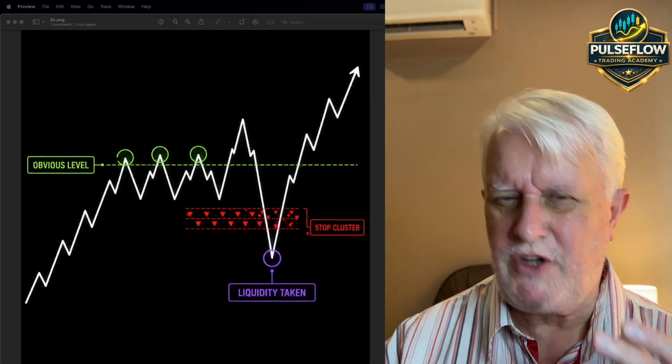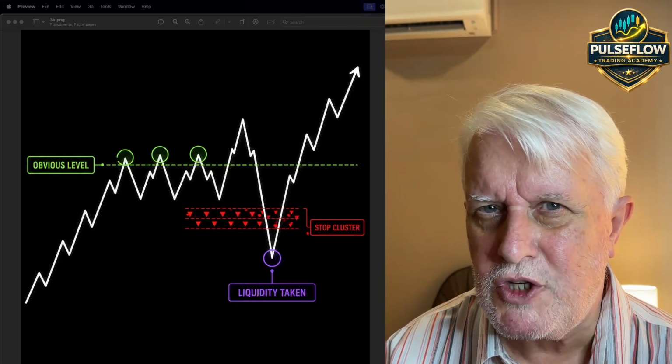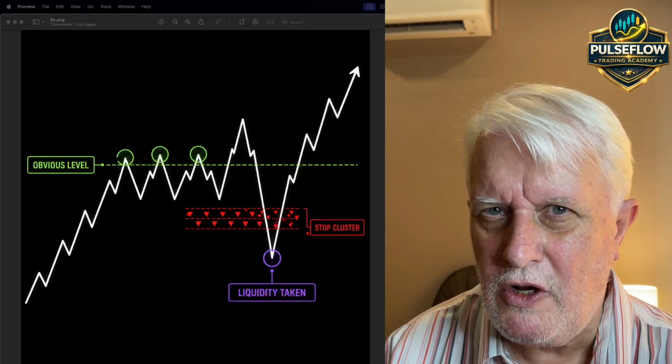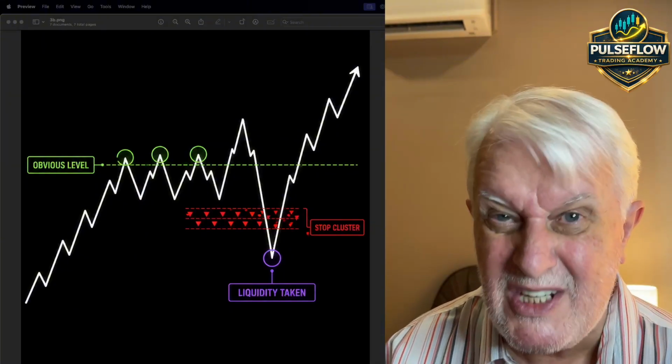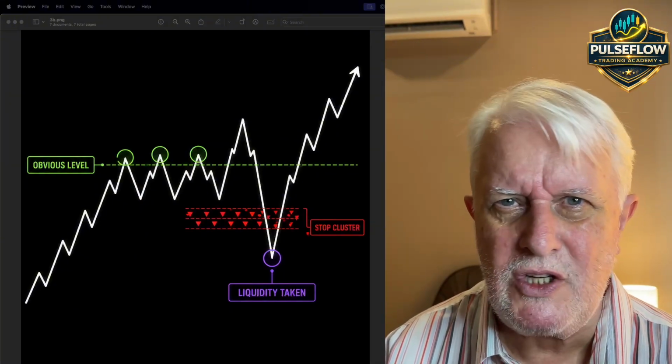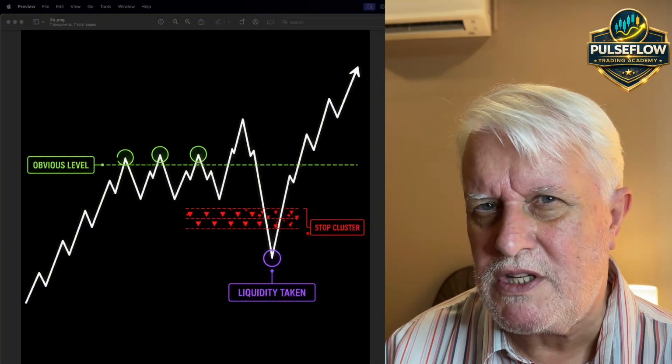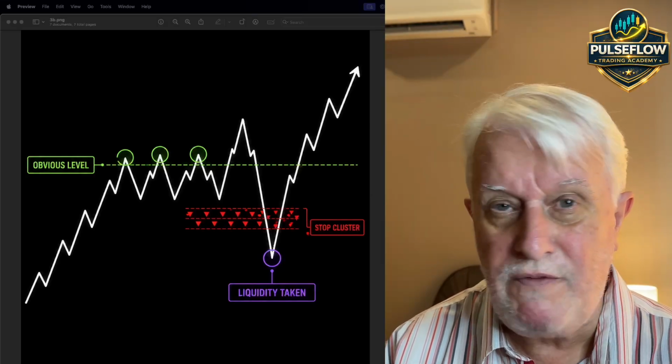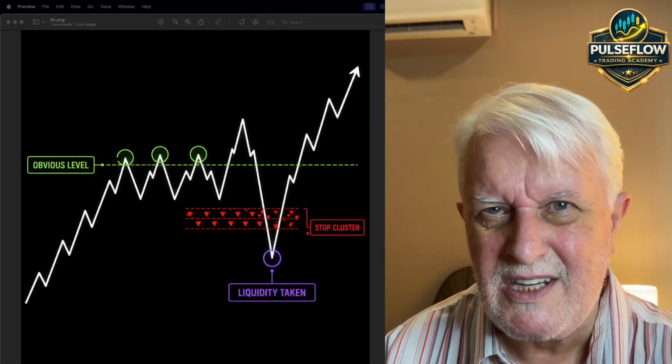But if this level feels obvious to you, it is obvious to everyone else. That creates a cluster. Not one stop, but many stops. Same idea, same location, same weakness. And once that cluster is sitting there, price does not need to reverse straight away. It can go and collect it first.